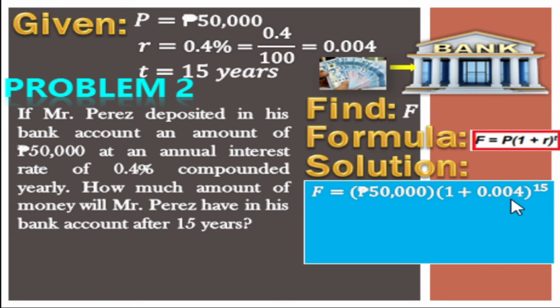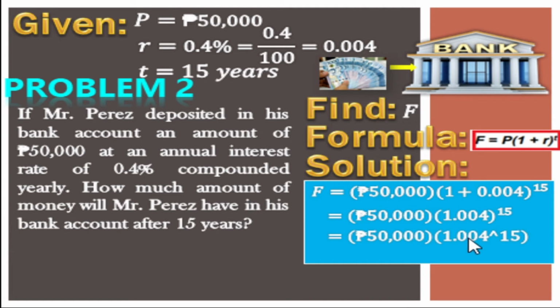1 plus 0.004, that is simply 1.004. We raise it to the power of 15. In your scientific calculators, you can input 1.004 and this symbol raised to the power of 15. This is actually a very small amount. When you multiply by 50,000 pesos, the answer is 53,085 pesos and 45 centavos.